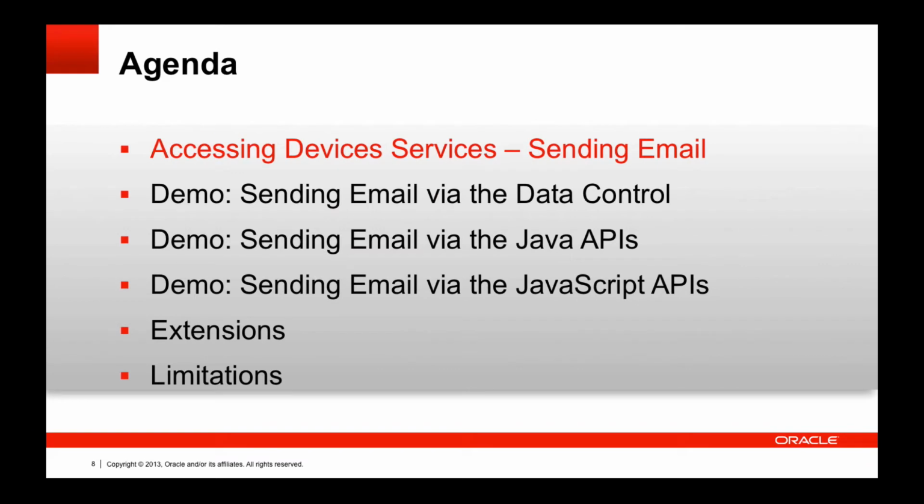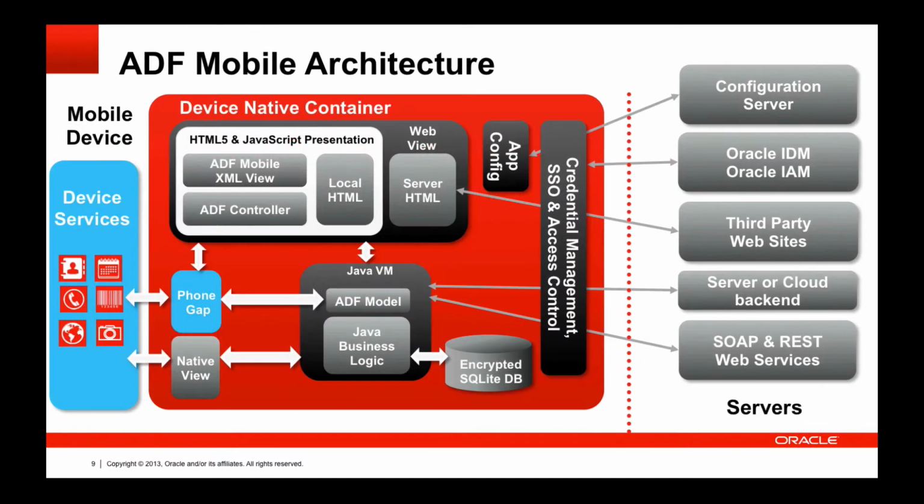Returning to the content at hand, first let's cover off the overall architecture picture of how ADF Mobile integrates with the device services, such as email, SMS, the camera, and so on your device. This picture shows the common architecture diagram from ADF Mobile, and specifically in red, the overall JVM container that ADF Mobile runs in on your iOS or Android device. In order for the ADF Mobile application to connect and communicate with the device services, ADF Mobile makes use of PhoneGap, highlighted here in blue, which provides those services.